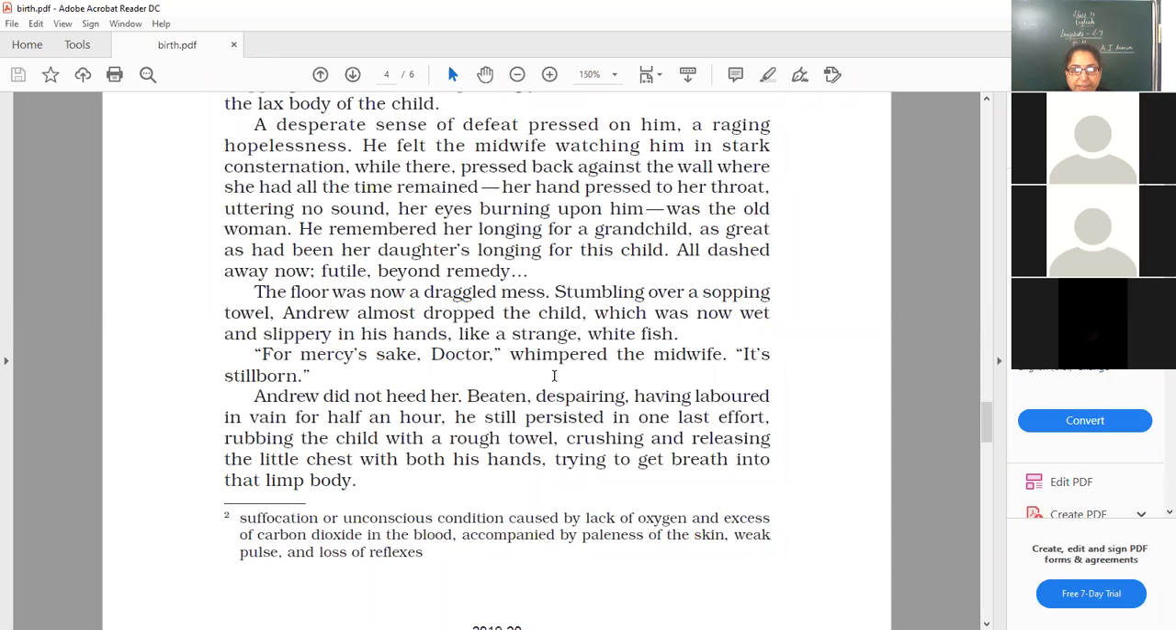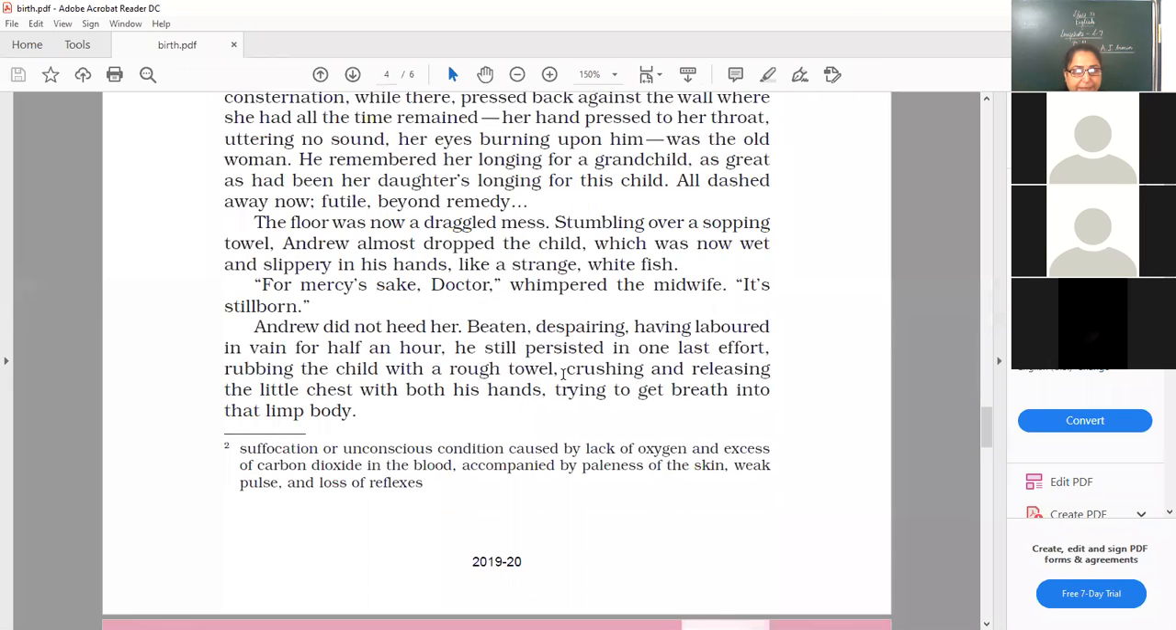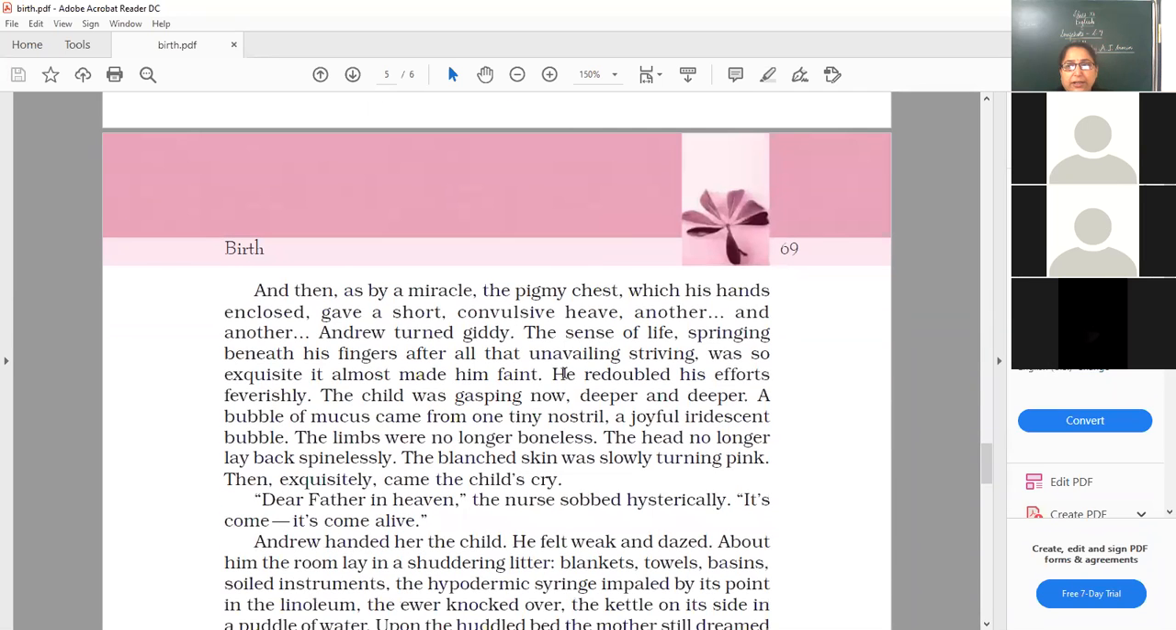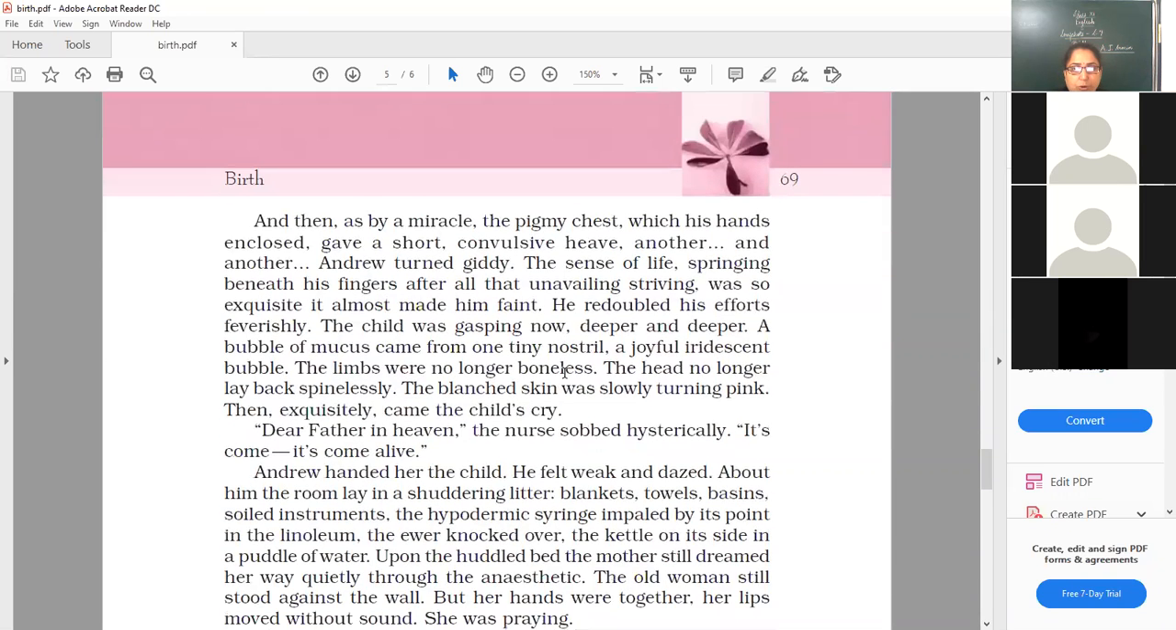So beaten, despairing, having labored in vain for half an hour, he still persisted in one last effort. He thought of doing one last effort, rubbing the child with a rough towel, crushing and releasing the little chest with his hands, trying to get breath into that limp body. Right? Kindly go through the glossary words that are given, meanings and all given in the book also, and whatever we are sharing.